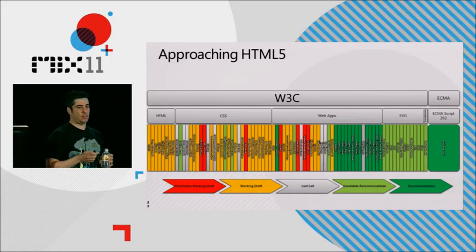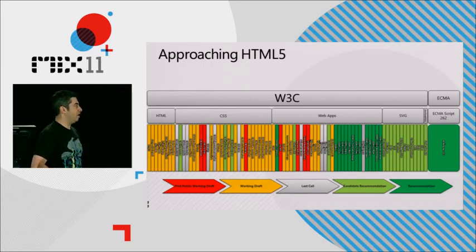What's the first thing you notice about this chart? How little green there is, right? How much orange there is. A lot of the stuff that makes up HTML5 today is actually still a work in progress. In fact, most of the green stuff is under stuff like SVG, the scripting stuff, a lot of the DOM stuff. HTML, CSS, right? A lot of that stuff is still working drafts, so it's still a work in progress.